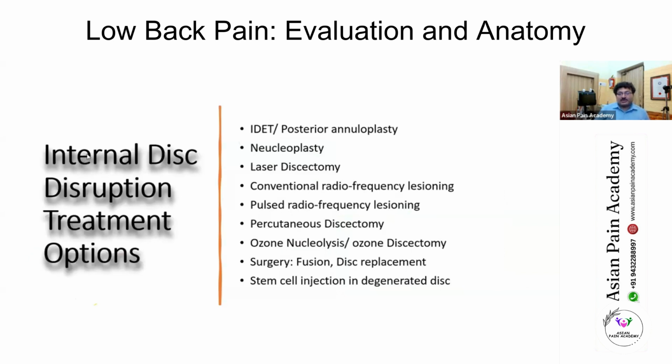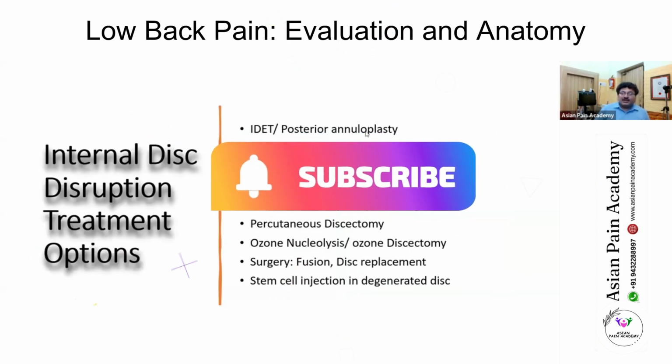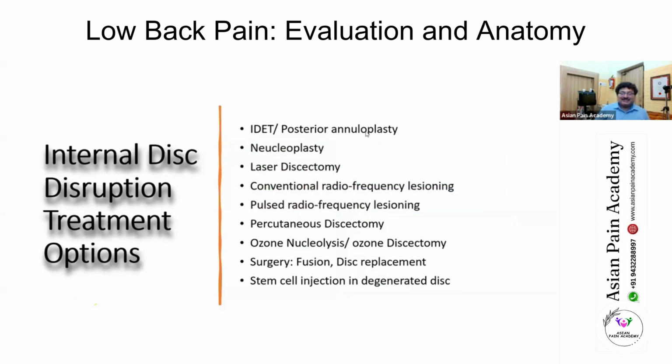Now coming to the treatment options. Remember, discogenic low back pain is still a challenge for management, even for interventional pain physicians. So there are multiple procedures invented. Among those are IDET, posterior annuloplasty, nucleoplasty, laser discectomy, and conventional radiofrequency lesioning, which is no longer recommended, but they have all been tried. Pulse radiofrequency lesioning, percutaneous discectomy, ozonucleolysis, fusion surgery, disc replacement, and stem cell injection in the degenerative disc have all been tried.